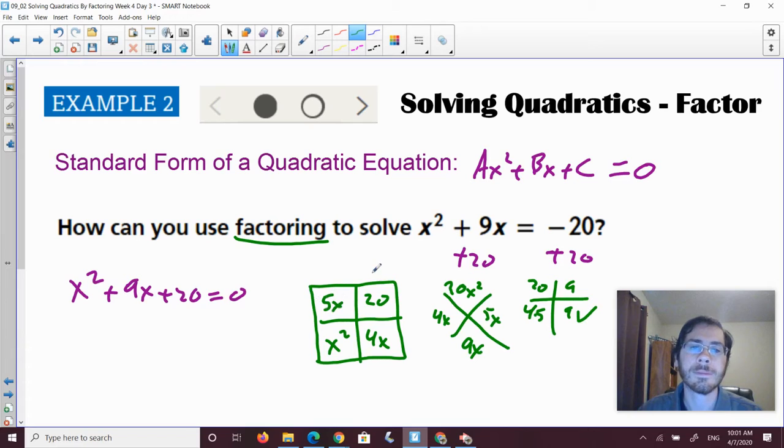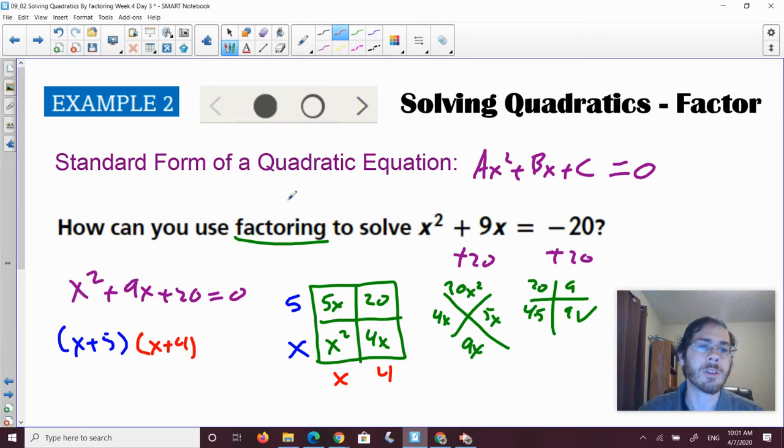All right, let's do some GCFs. Along the bottom, we got x. This one we got 5. Then we do some division. X squared divided by x is x. And then 20 divided by 5 is 4. So this one broke down into x plus 5, x plus 4. We still have equals 0. So that's kind of the new part for today, is we got the equal 0 part.